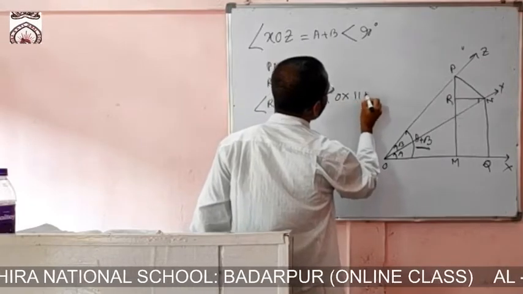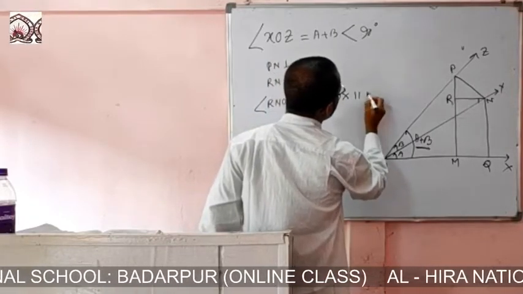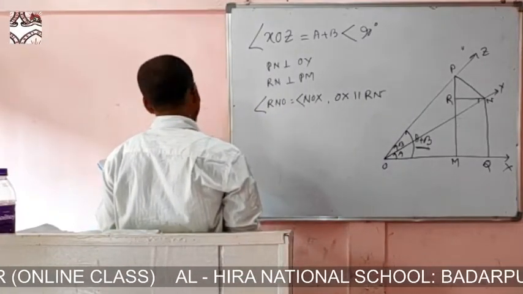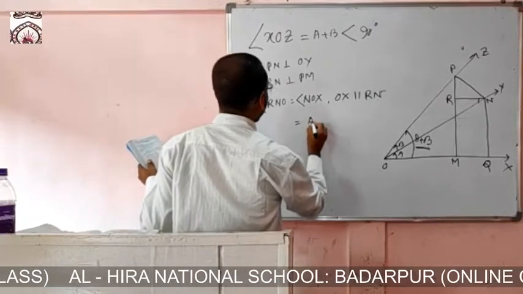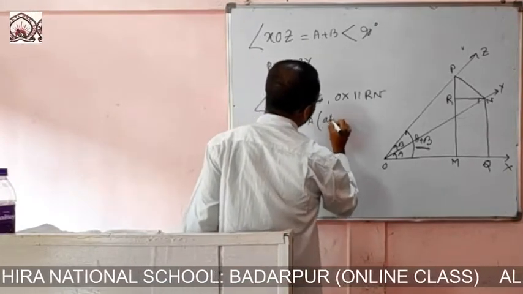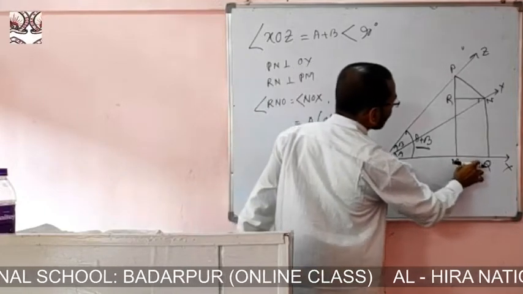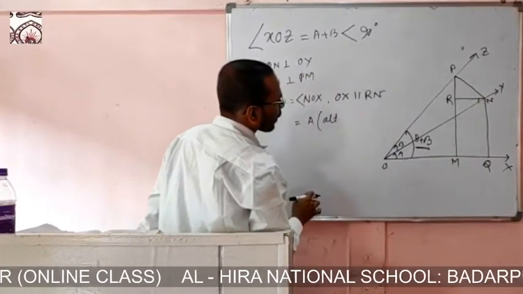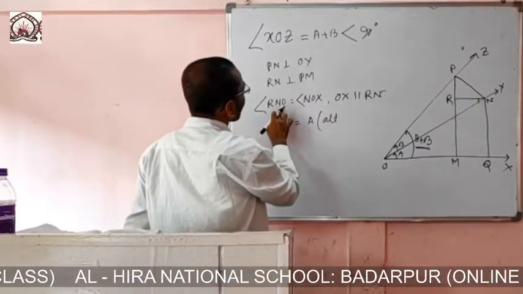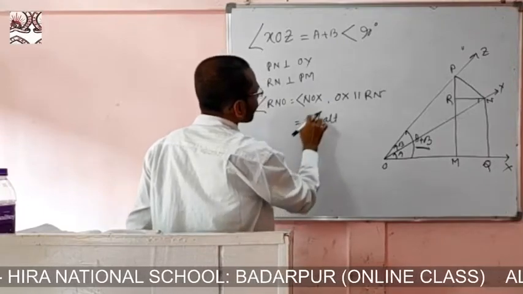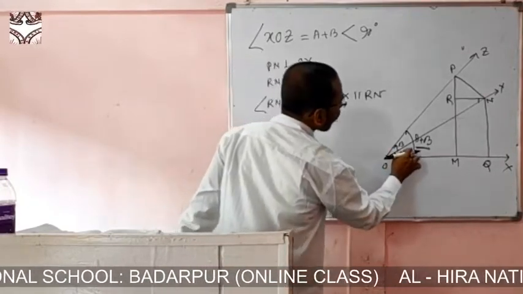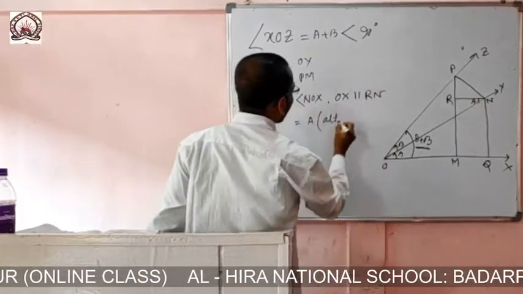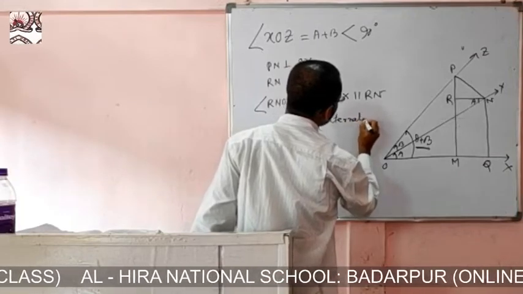OX is parallel to RN. So angle RON and NOX is equal to A. Because this line is parallel to this line and ON is the transversal, angle RNO is equal to angle NOX, which is equal to angle A. As RNO is A, this angle is A. So these are alternate angles.